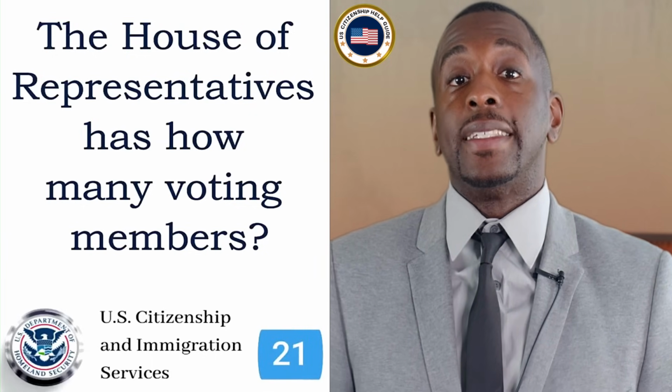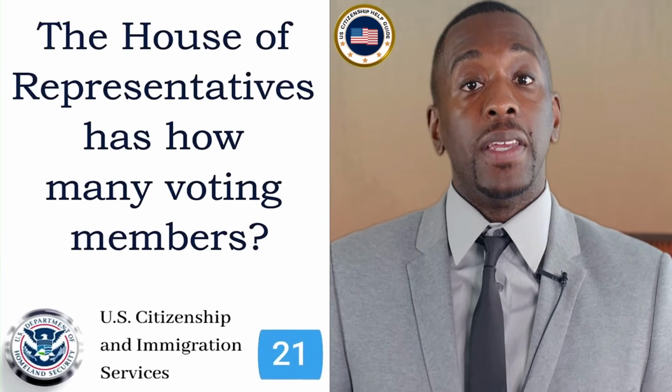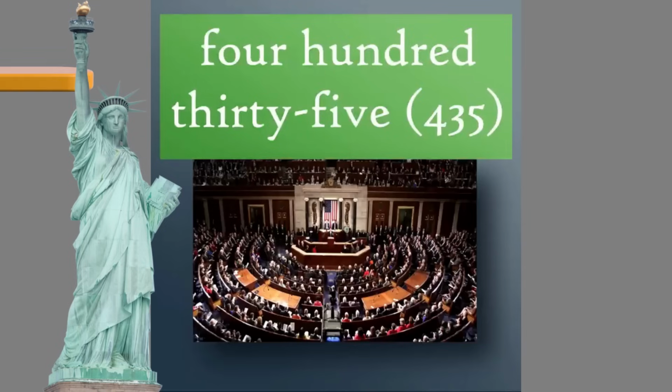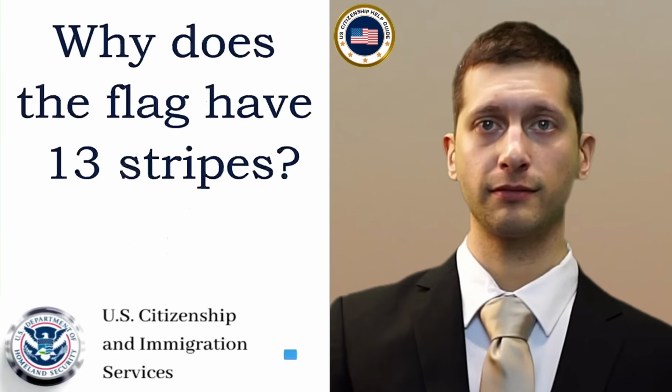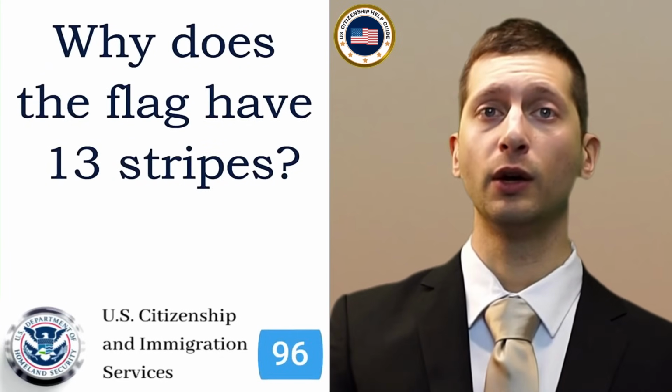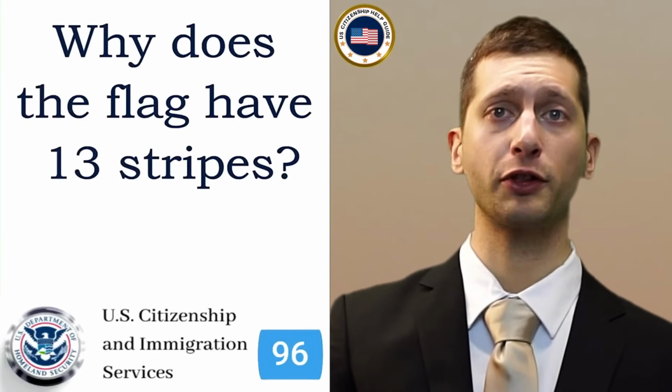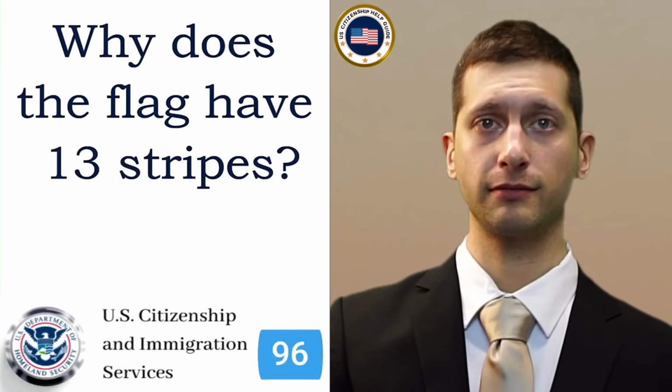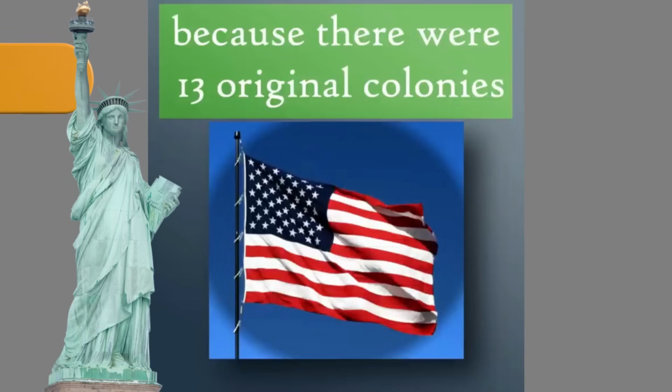The House of Representatives has how many voting members? 435. Why does the flag have 13 stripes? Because there were 13 original colonies.